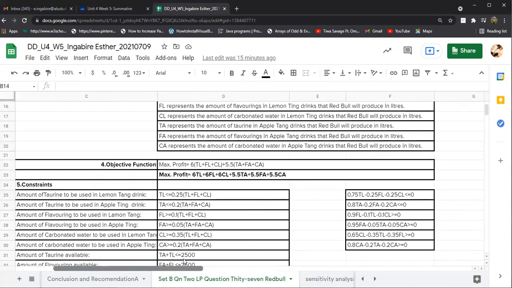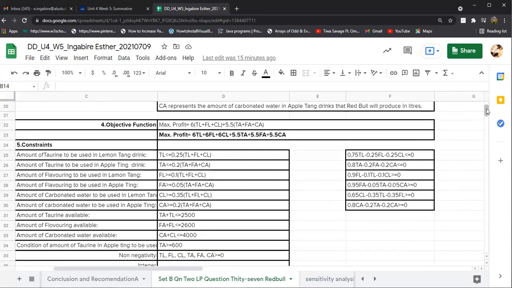And going down, the maximum profit will be $6 multiplied by the amount produced for lemon tang and $5.5 for apple. The maximum profit will be 6 TL plus 6 FL plus 6 CL plus 5.5 TA plus 5.5 FA plus 5.5 CA.